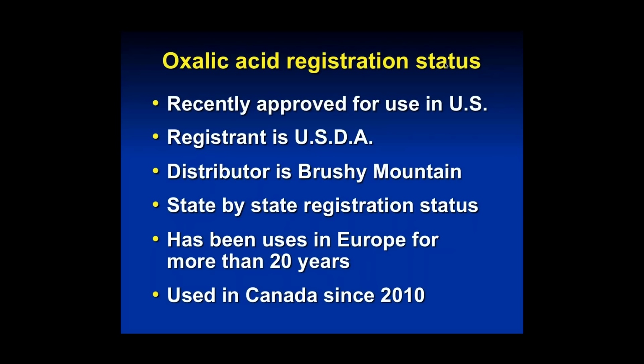Oxalic acid registration status is that it was recently approved in the U.S., the registrants, the USDA, the distributor Brushy Mountain, and they have to do a state-by-state registration in order to make it available in your state. It is available now in a lot of states. I'm not sure just where we're at. Maybe during the discussion we can bring that up. It's been used in Europe for over 20 years with no indication of resistance, and it's been used in Canada since 2010 with no indication of resistance.